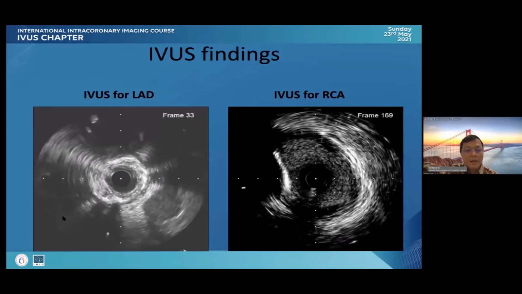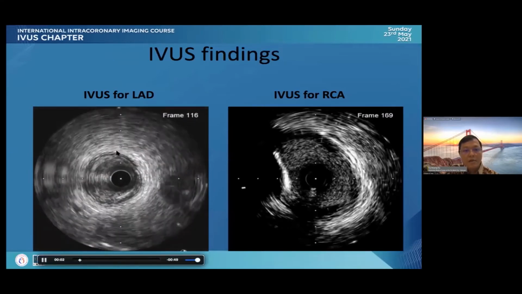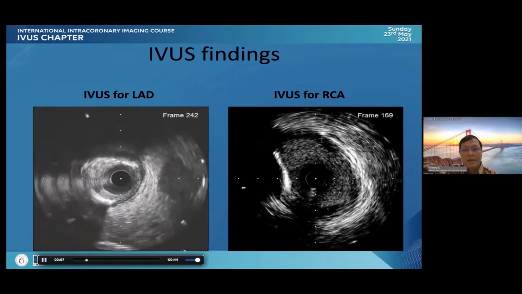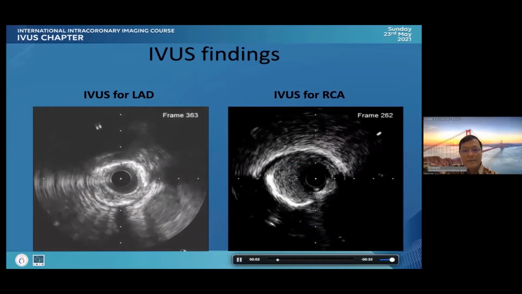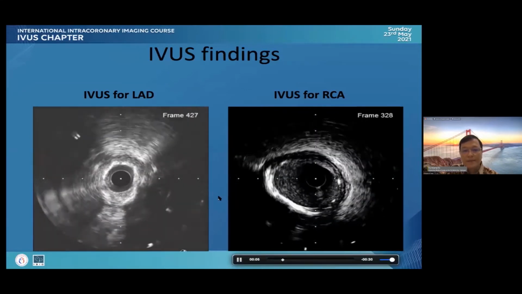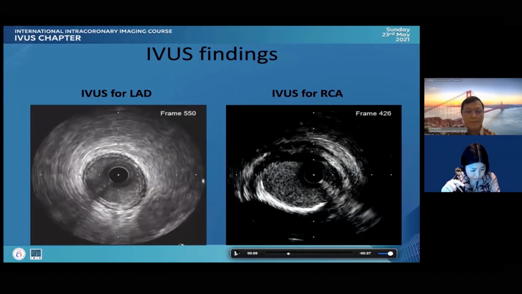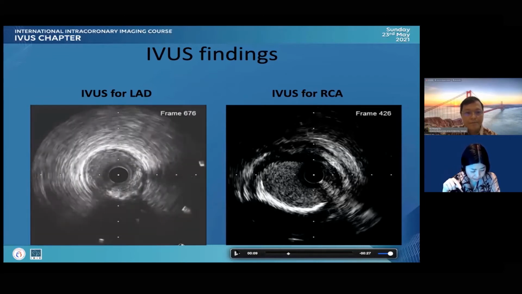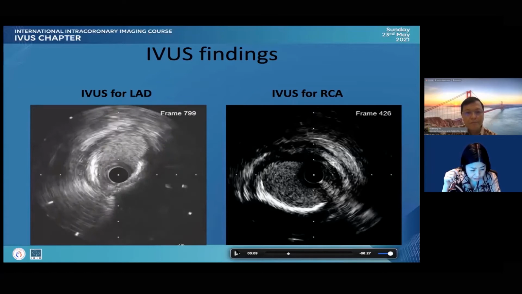At that time we checked the IVUS. This is the IVUS for the LAD on the left hand side, and this is the IVUS for the RCA on the right hand side. Let's talk one by one. For the LAD, you see the vessel size is 3.5, and the calcium here is a little bit circumferential, but in general, let's just play the LAD.